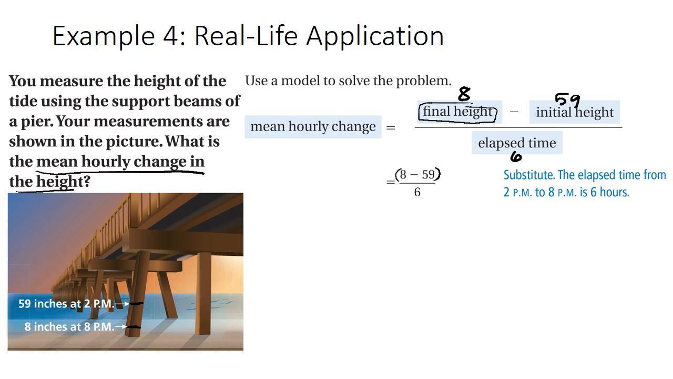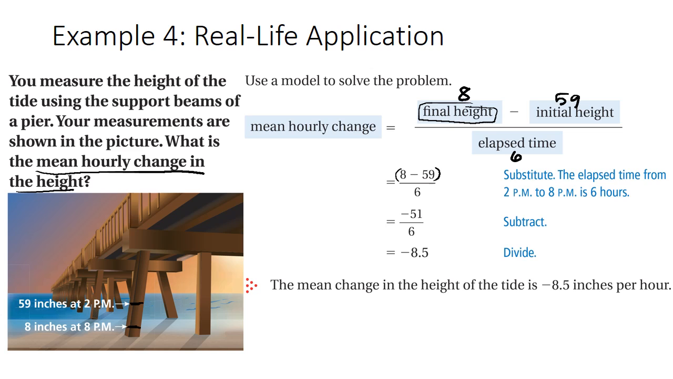8 minus 59 is going to give us negative 51. So we have negative 51 divided by 6. And as we perform that division, we'll figure out that our division is going to be negative 8.5. So what we can say is our mean hourly change is going to be negative 8.5 inches each hour.